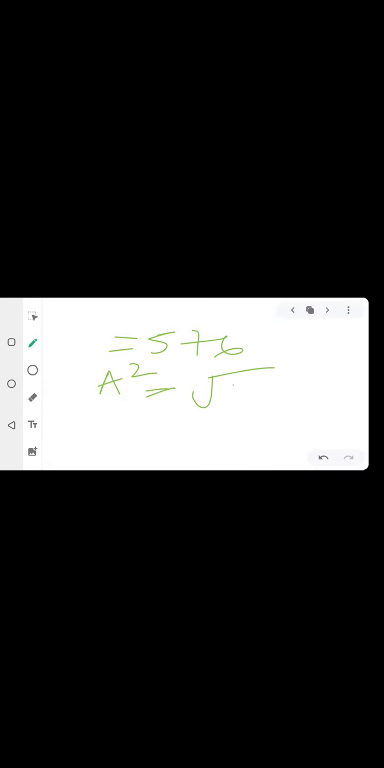So your a square will now be equal to the root of 576. Your a will now be equal to the root of 576, that's 24 centimeter. You understand it now?